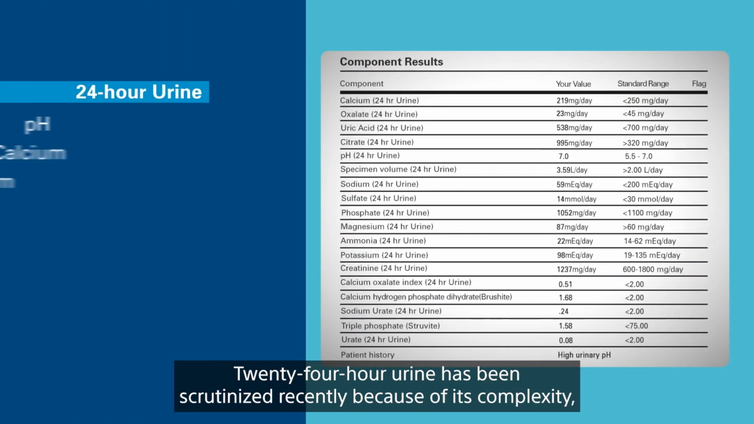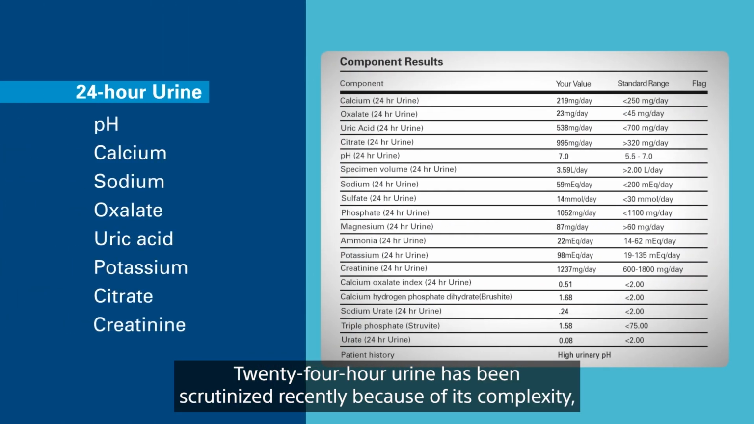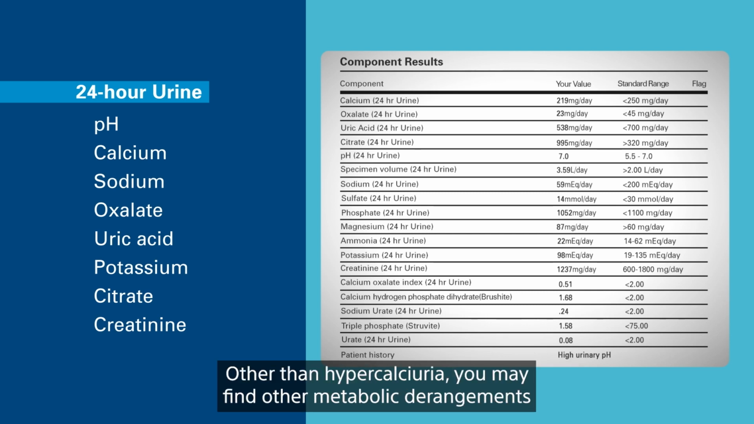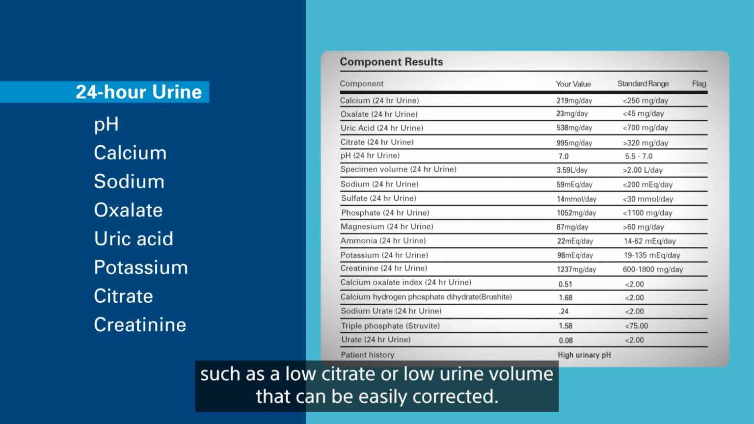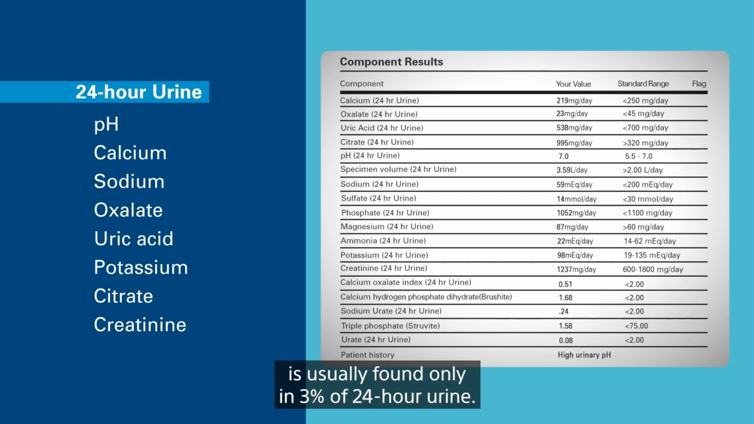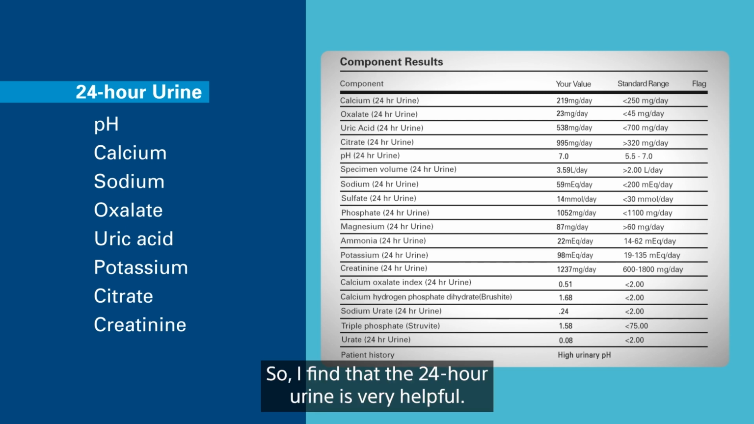24-hour urine has been scrutinized recently because of its complexity. However, it is currently the best test that we have. Other than hypercalciuria, you may find other metabolic derangements such as a low citrate or low urine volume that can be easily corrected. Idiopathic calcium stone formation without any identifiable source is usually found only in 3% of 24-hour urine, so I find that the 24-hour urine is very helpful.